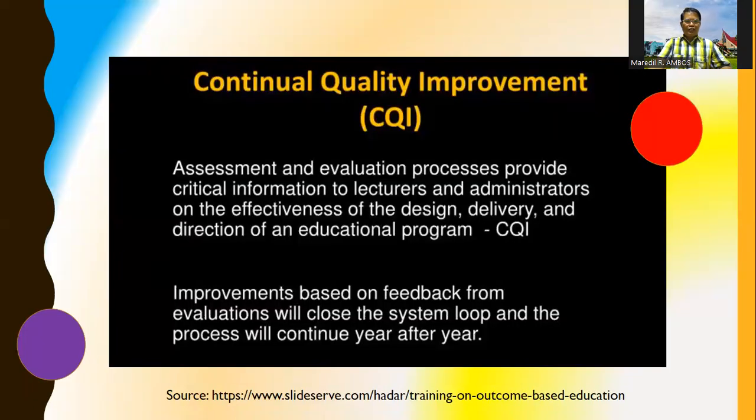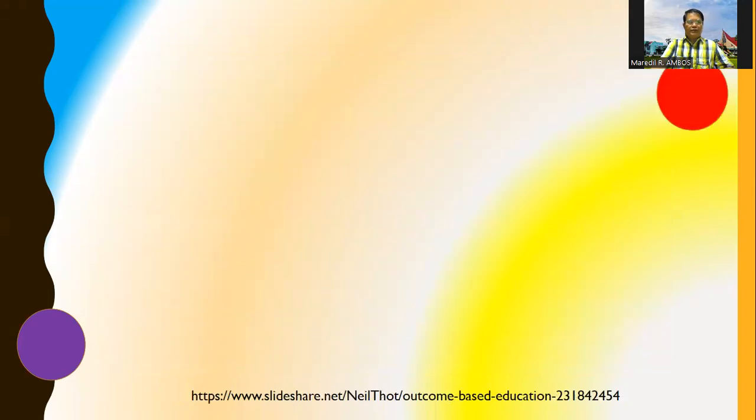Let's look at continual quality improvement, or the CQI. Assessment and evaluation processes provide critical information to lecturers and administrators on the effectiveness of the design, the delivery, and the direction of an educational program. Improvements based on feedback from evaluations will close the system loop, and the process will continue year after year. So we need to improve, and by improvement, there is progress.